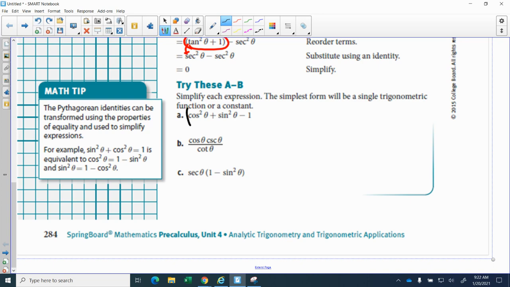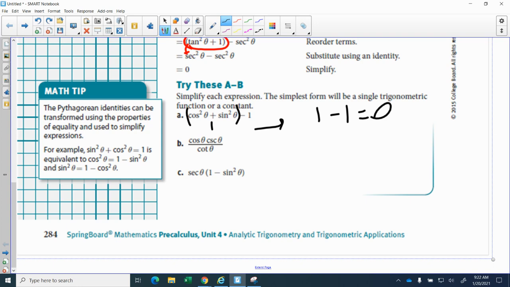Well, if you notice, cosine squared and sine squared are in themselves a Pythagorean identity. They just equal 1. So I can substitute in and say, okay, cosine squared plus sine squared equals 1. So I'm going to substitute this in and say it's just 1 minus 1, or you get a final answer of 0. Okay? Notice how I worked through that example.